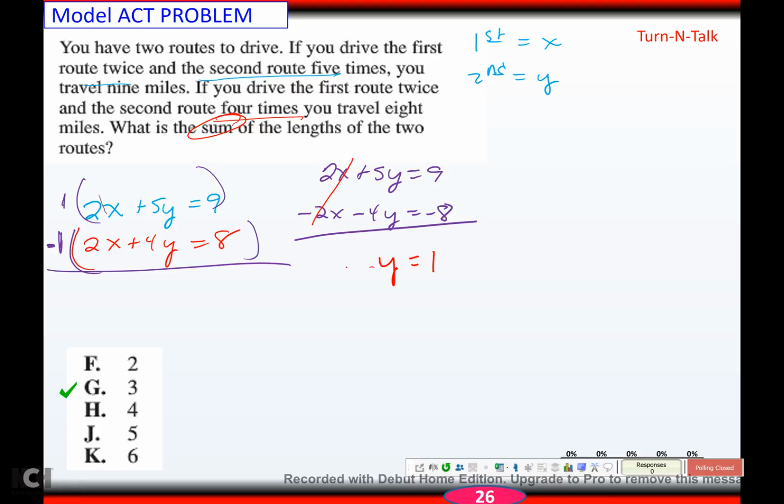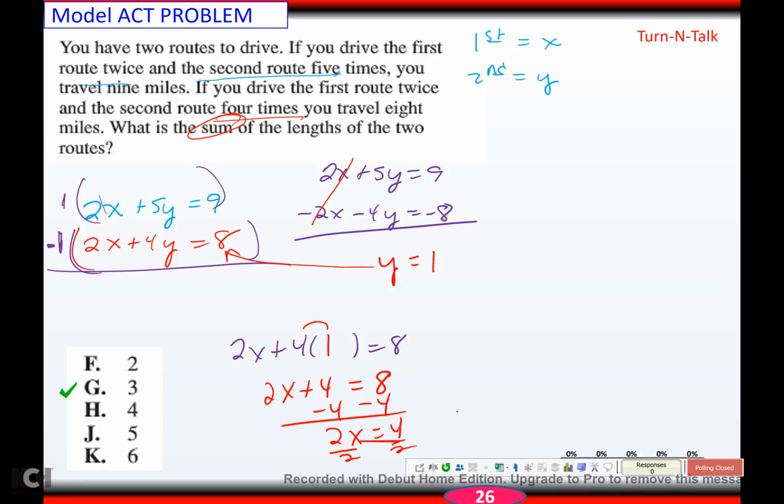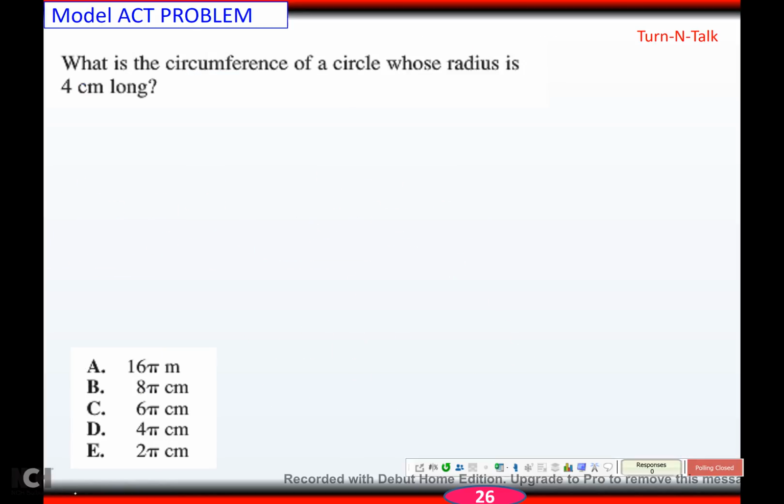Okay, substitute it back in to figure out what X is. So I'm going to have 2X plus 4 times whatever my Y was worth, which was 1. Distribute, I get 2X plus 4 equals 8. Minus 4, 2X equals 4, divide by 2, and I get X equals 2. So if I add those up, I get 3. Okay? All right, try this one. Hit pause. Come back when you're ready.